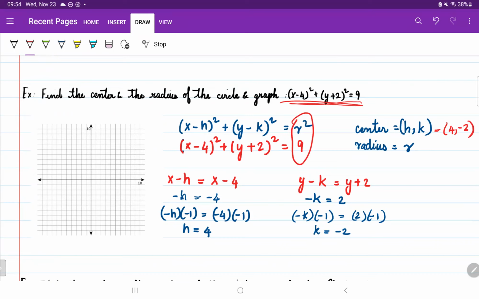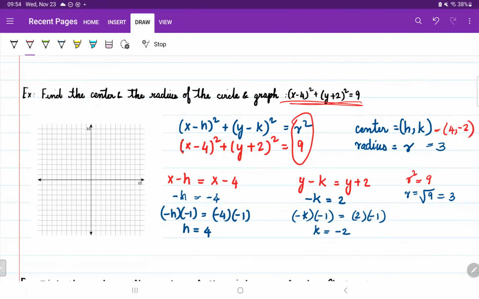Now we have to figure out what the radius is. We just compare this here. So we have r squared equals 9, so r equals square root of 9, which is 3. We're only considering the positive because it's the distance. So now we have our radius and our center, and we can now easily plot our circle. So our radius is 3, our center is 4 comma minus 2.